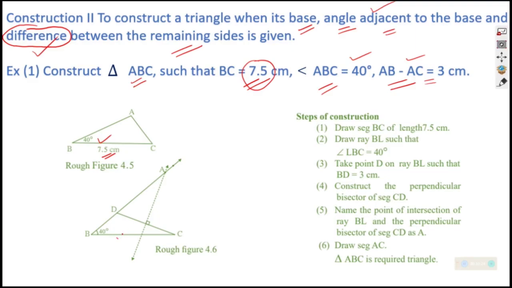Here the rough diagram itself is giving the base as 7.5 centimeter, and then you are having all such things as happened in the last one, but the only difference is that in the construction procedure there is a difference. After constructing the angle 40 degree as it is required, what we did last time was directly drawing 9 cm because it was addition. Here you will be first drawing the difference. Here the difference given as 3 centimeter. So that step is important.